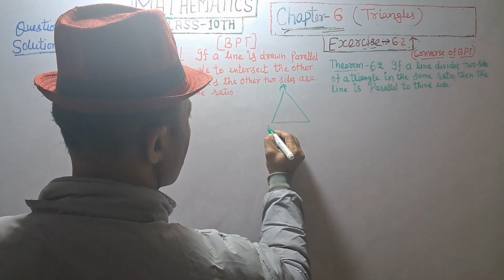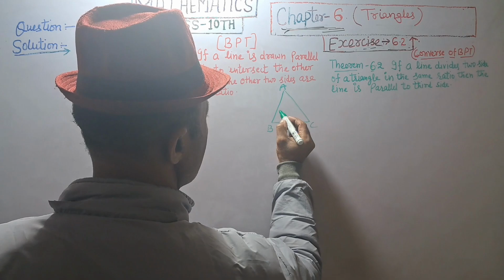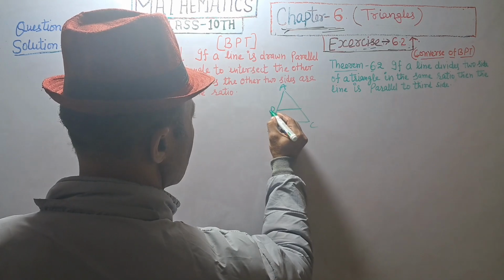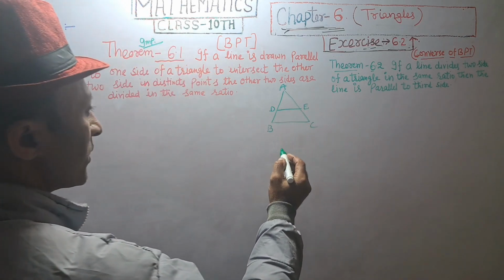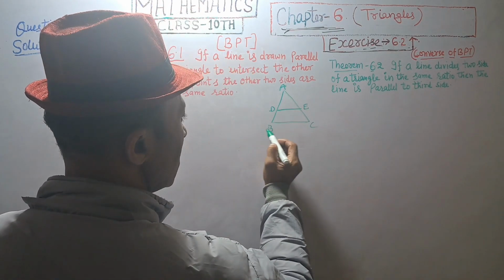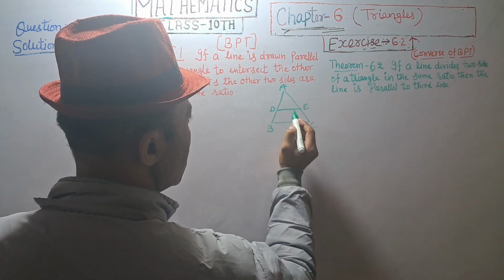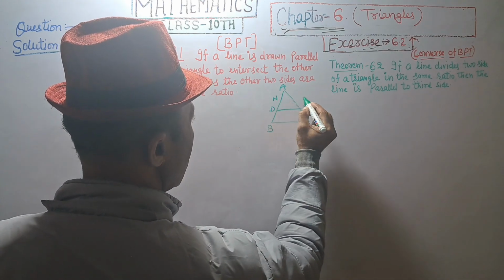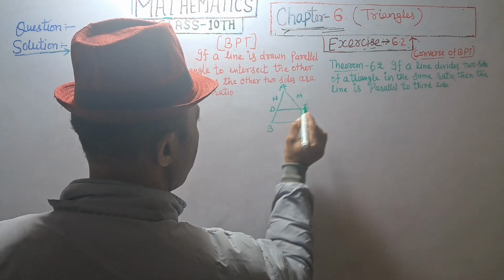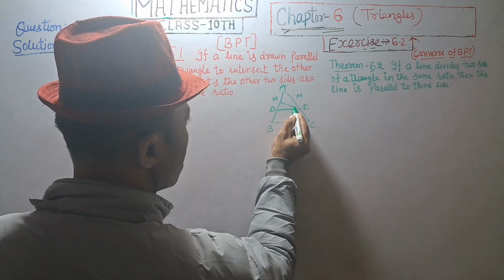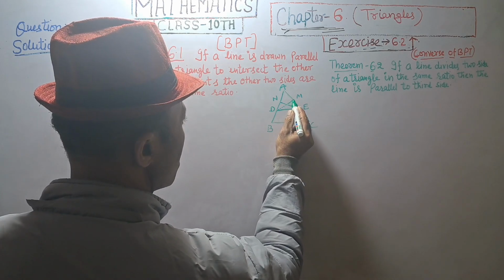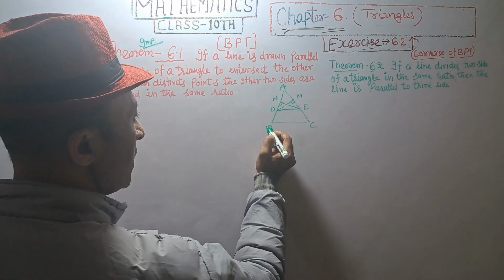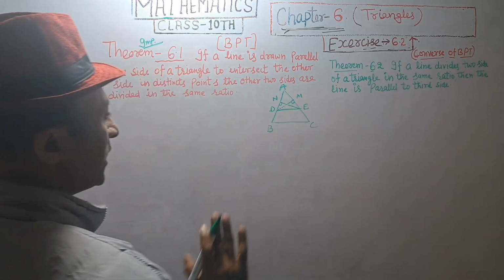A, B, C. D, E. In triangle ABC, DE is parallel to BC and intersects AB and AC at D and E. N and M, which are perpendicular to AB and AC respectively.